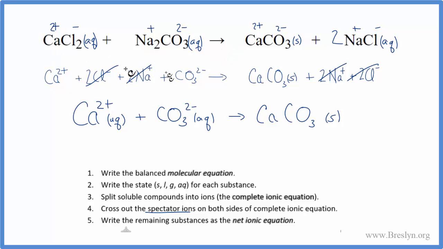The reason we cross these spectator ions out is we're really interested in what's changed in the reaction. We have Cl minus here. We have it here. It hasn't changed. Same for the Na plus. Have it here and here. It's not changed. So we're not interested in that. What we're interested in is the calcium ion and the carbonate ion. They're now ionically bonded together in this solid at the bottom of the beaker. It's a chemical reaction that has taken place.